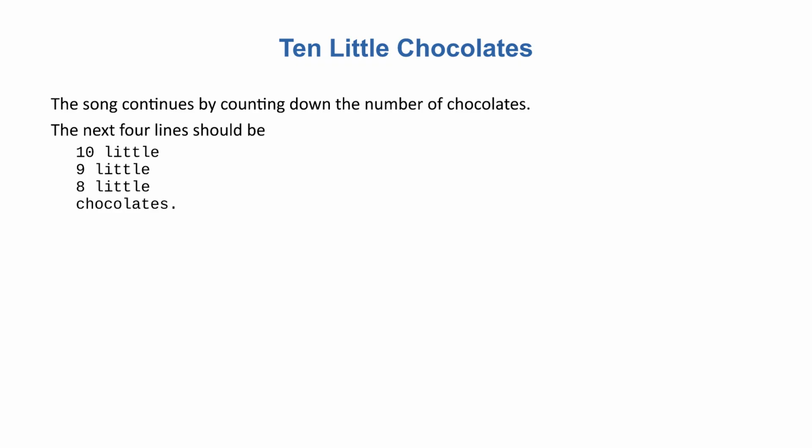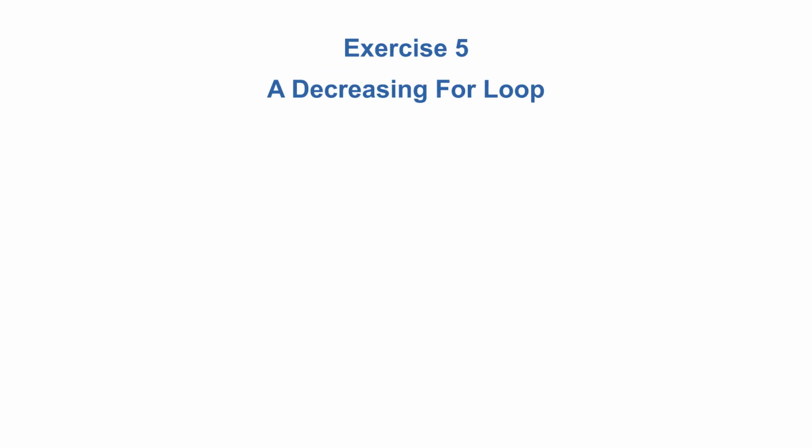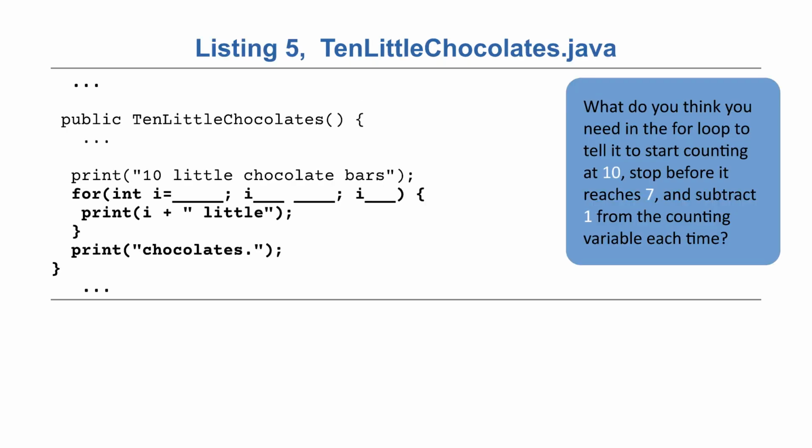The song continues by counting down the number of chocolates. The next 4 lines should be 10 little, 9 little, 8 little chocolates. Exercise 5. A decreasing for loop. What do you think you need in the for loop to tell it to start counting at 10, stop before it reaches 7, and subtract 1 from the counting variable each time? Run it. What happened? It should have printed the next 4 lines of the song.